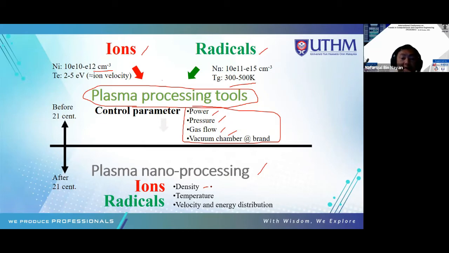When we change to a different chamber, for example if you buy a different machine, you can still produce the same plasma because you understand what is inside this plasma: what is the density, what is the temperature, what is the velocity or the energy distribution inside the plasma. So instead of controlling the output or the input that we inject into the system, we control from inside. This is a much better way.